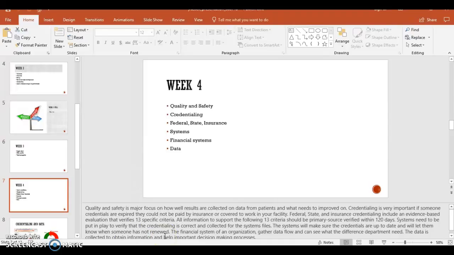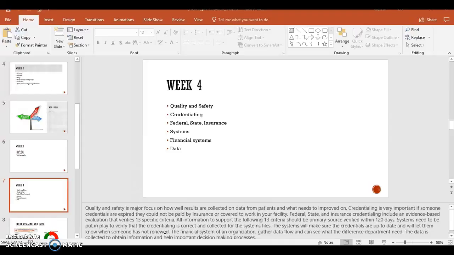Quality and safety is a major focus on how well results are collected on data from patients and what is needed to improve on. Accreditation is very important, and when accreditations are expired, they could not be paid by insurance or covered to work in their facility.